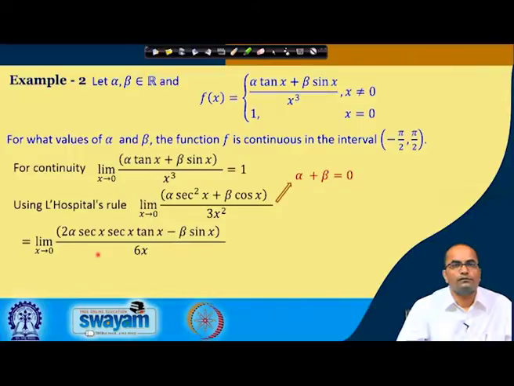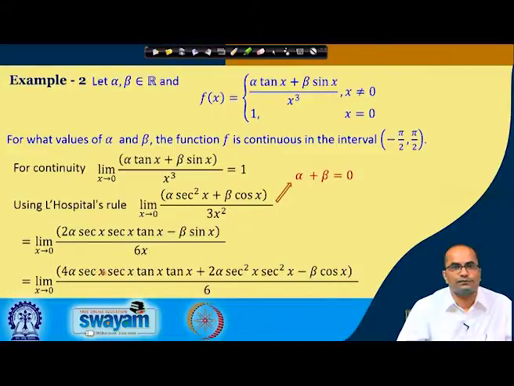And now, if we check what form we are getting here: this tan x will make this 0, sin x will make this 0. So we are getting 0 in the numerator, divided by 6x, which is again 0. So we are getting the 0 by 0 form, and we can apply the L'Hopital rule once again to this expression.